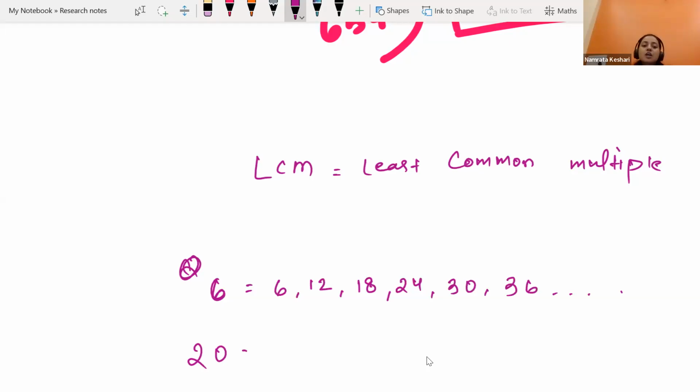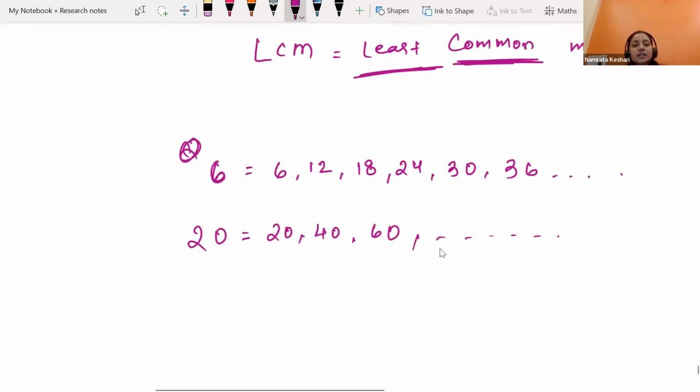You are listing down the multiples of 20: 1 times 20, 2 times 40, 3 times 60. You are listing down the multiples and searching for the common multiple, the least common multiple. That means the very first common multiple you find, you will circle it and say that is the LCM. Let's try finding it for this particular case. 80, 100, 120, dot dot dot, 36.